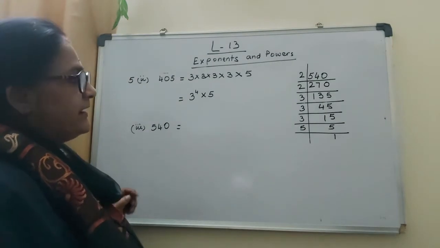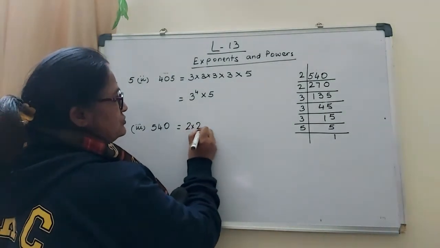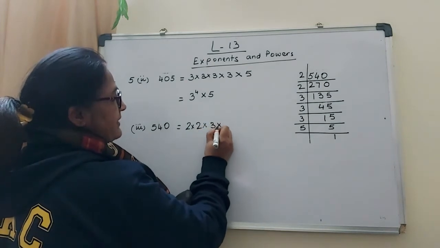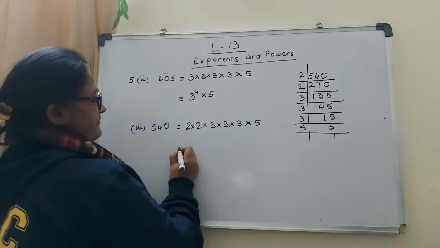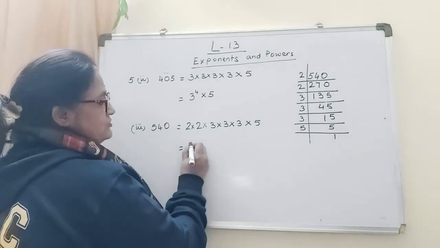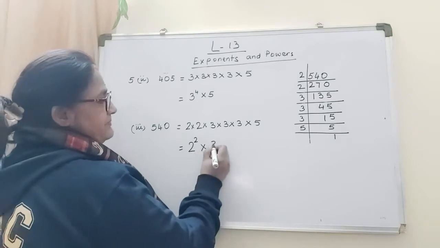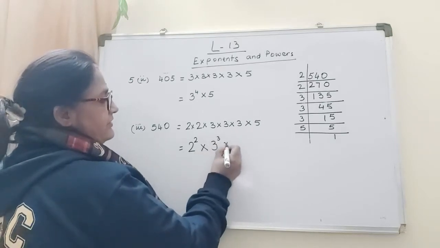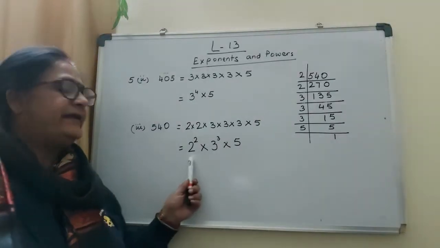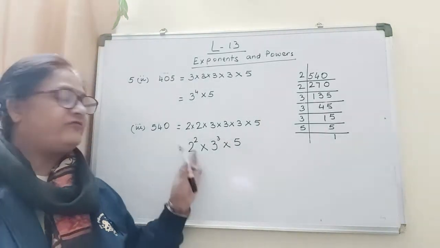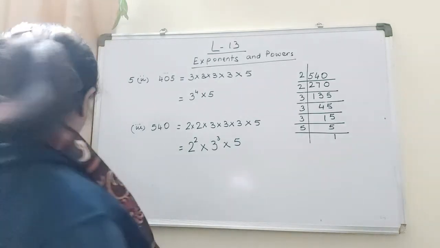So now what do we get? The prime factors are 2 multiplied by 2, 3 multiplied by 3 multiplied by 3 multiplied by 5. So how many times is 2 coming? 2 times. 2 raised to the power of 2 multiplied by 3 raised to the power of 3 multiplied by 5. So this is how we write it as the product of prime factors in exponential form.